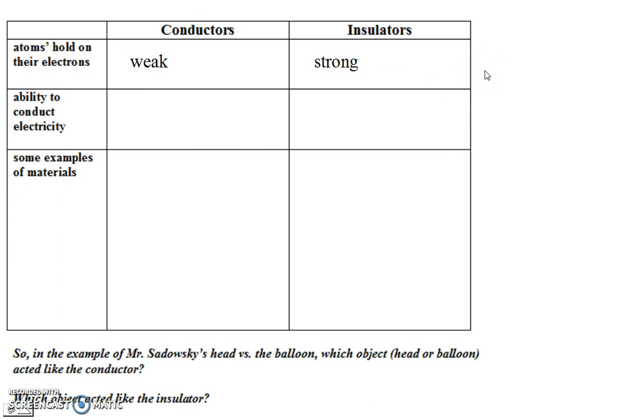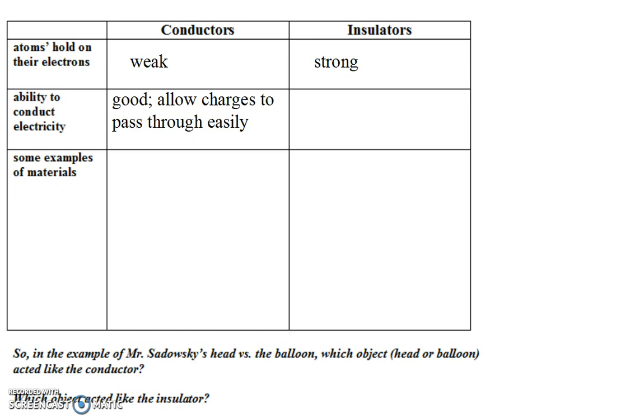And of course, this affects their ability to conduct. Conducting electricity is really just about the passage of electrons. And so conductors, of course, have a good ability, which really just means they allow charges to pass through easily. Charges can enter and leave conductors easily because they have a weak hold on them.